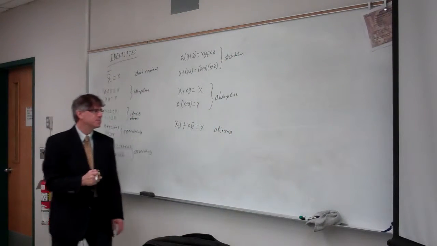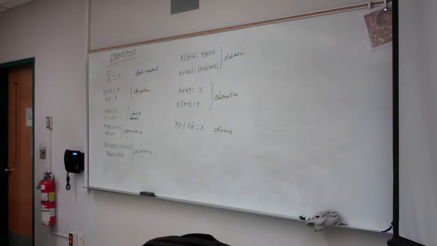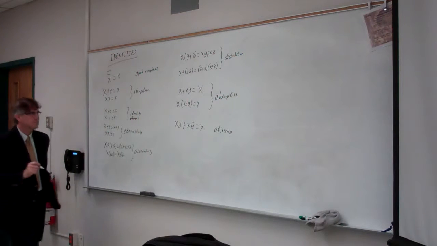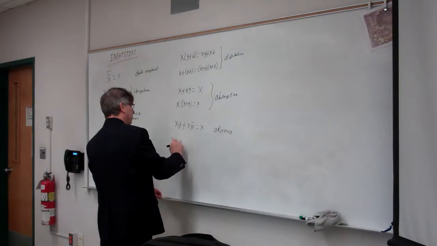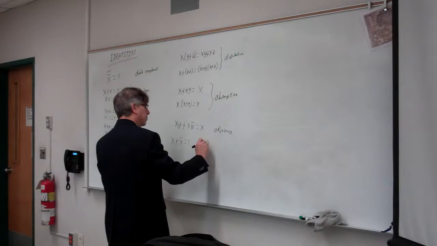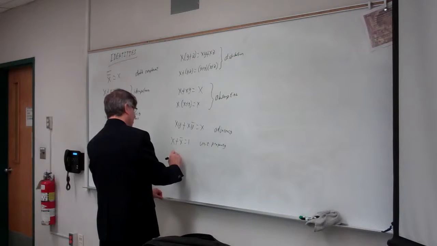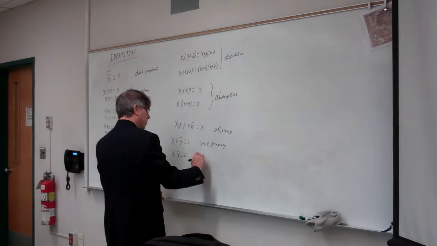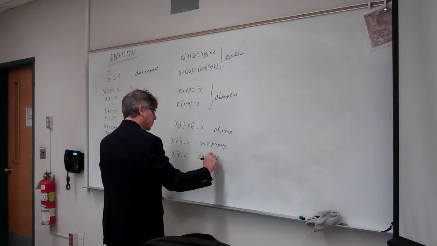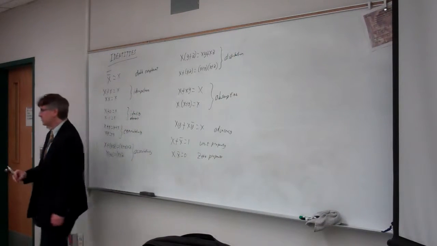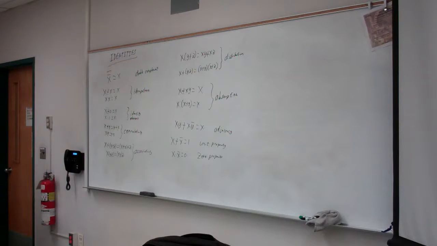This wasn't on my list, but it's my favorite, adjacency. So xy or xy bar is the same as just x. But we can actually get that from these other identities. x or x bar is 1, x and x bar is 0. That's just unit property and zero property.